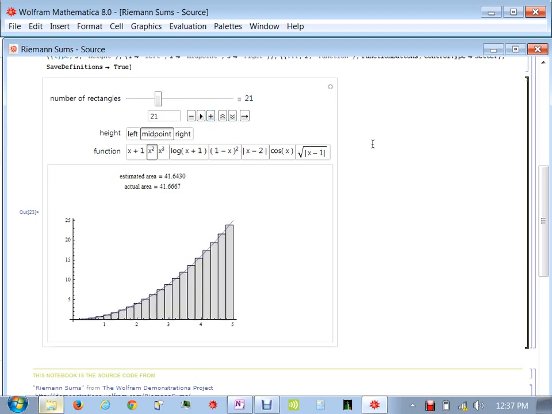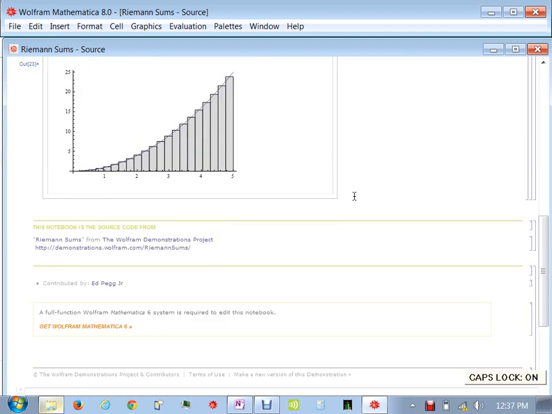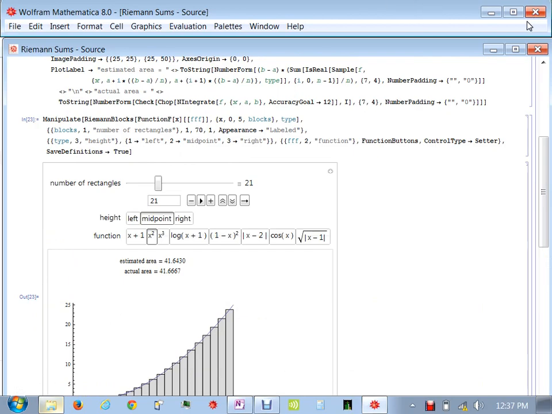For us, it's not going to matter. Because at the end of the day, we're not going to count up 10 rectangles, 100. We're going to let there be an infinite number of rectangles. And so what this demonstrates is it doesn't matter if you pick the right, the left, the middle, any point in between, no matter what, it will go to the true area. Yes? Okay.